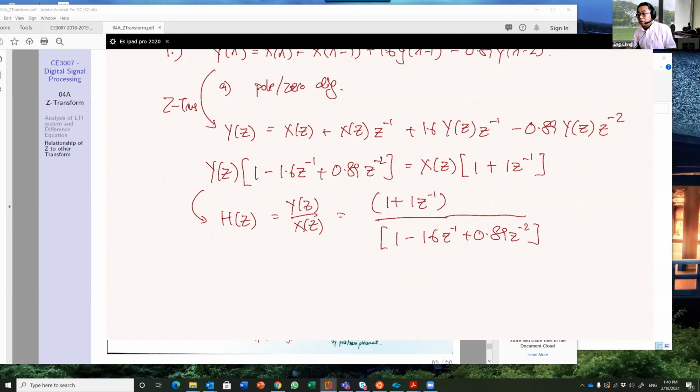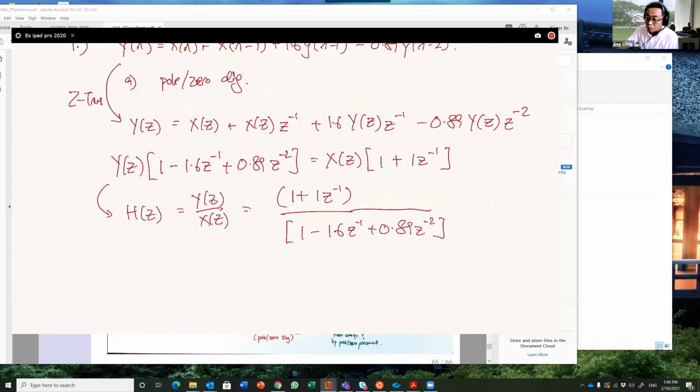Now, many students become stuck here because they do not know how to proceed onwards to simplify this equation. And you realize that what we are trying to ask you to do is to do factorization. So to do factorization, we don't like to deal with negative power of z. So what do we do? We multiply top and bottom by z square.